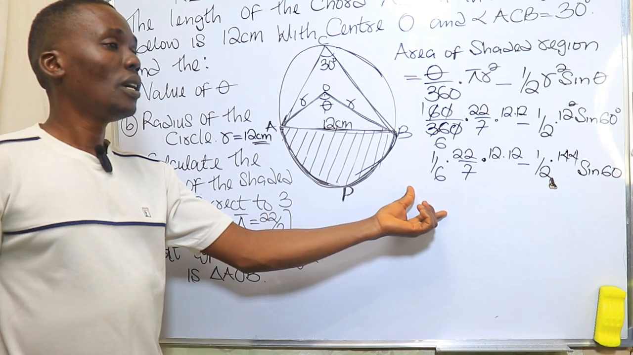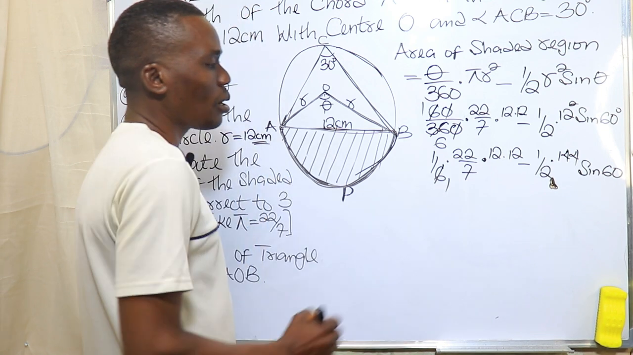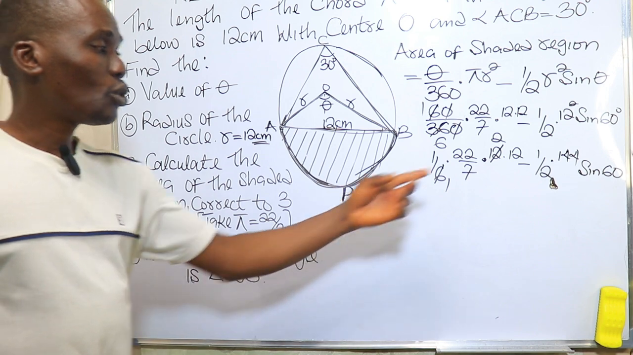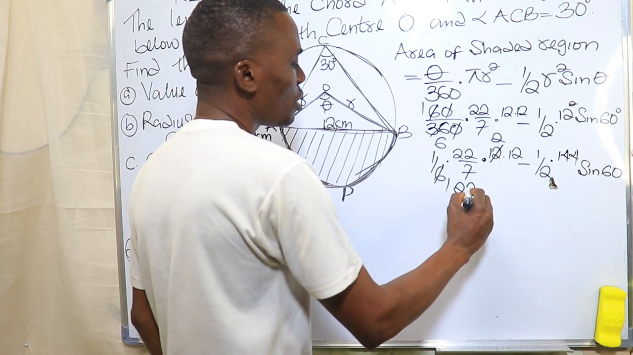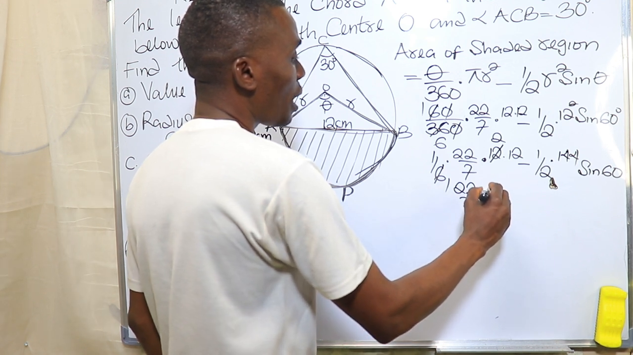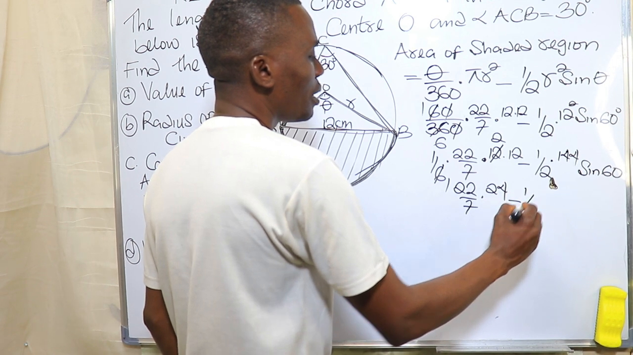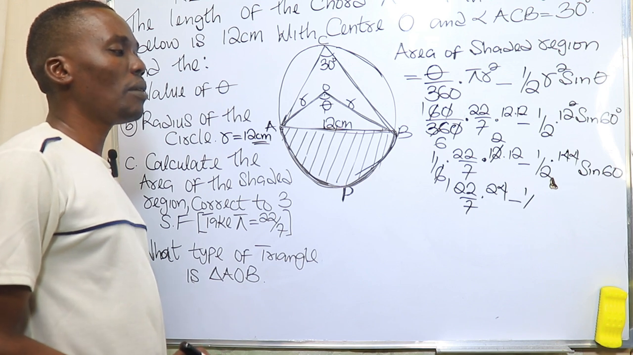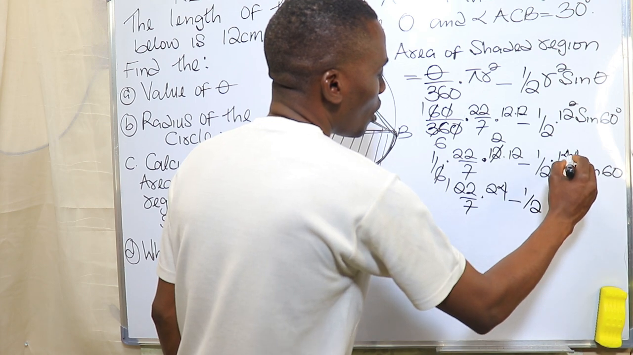So what do we have here? We can simplify this. If we simplify this, this can cancel out this. 6 here, 1. 6 here, I'll have it as 2. And 12 times 2 gives me 24. So I'm going to have 22 divided by 7 multiplied by 24, minus 1 divided by 2 into 144. Let me leave that for now. Then I'll have this to be 144 multiplied by sine 60.